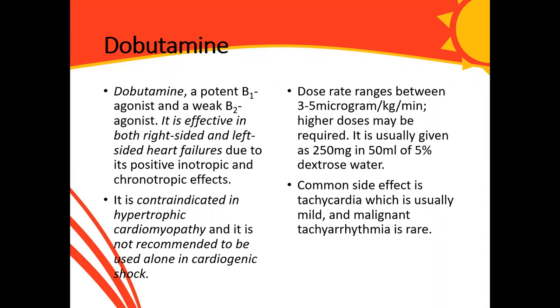And know that it shouldn't be used alone in cardiogenic shock. Actually, it's not the first line of agent, but can be combined with adrenaline in cardiogenic shock. The dose ranges between 3 to 5 microgram per kg per minute, and sometimes higher doses may be required. It's usually given at 250 milligram in 50 ml of 5% dextrose water.